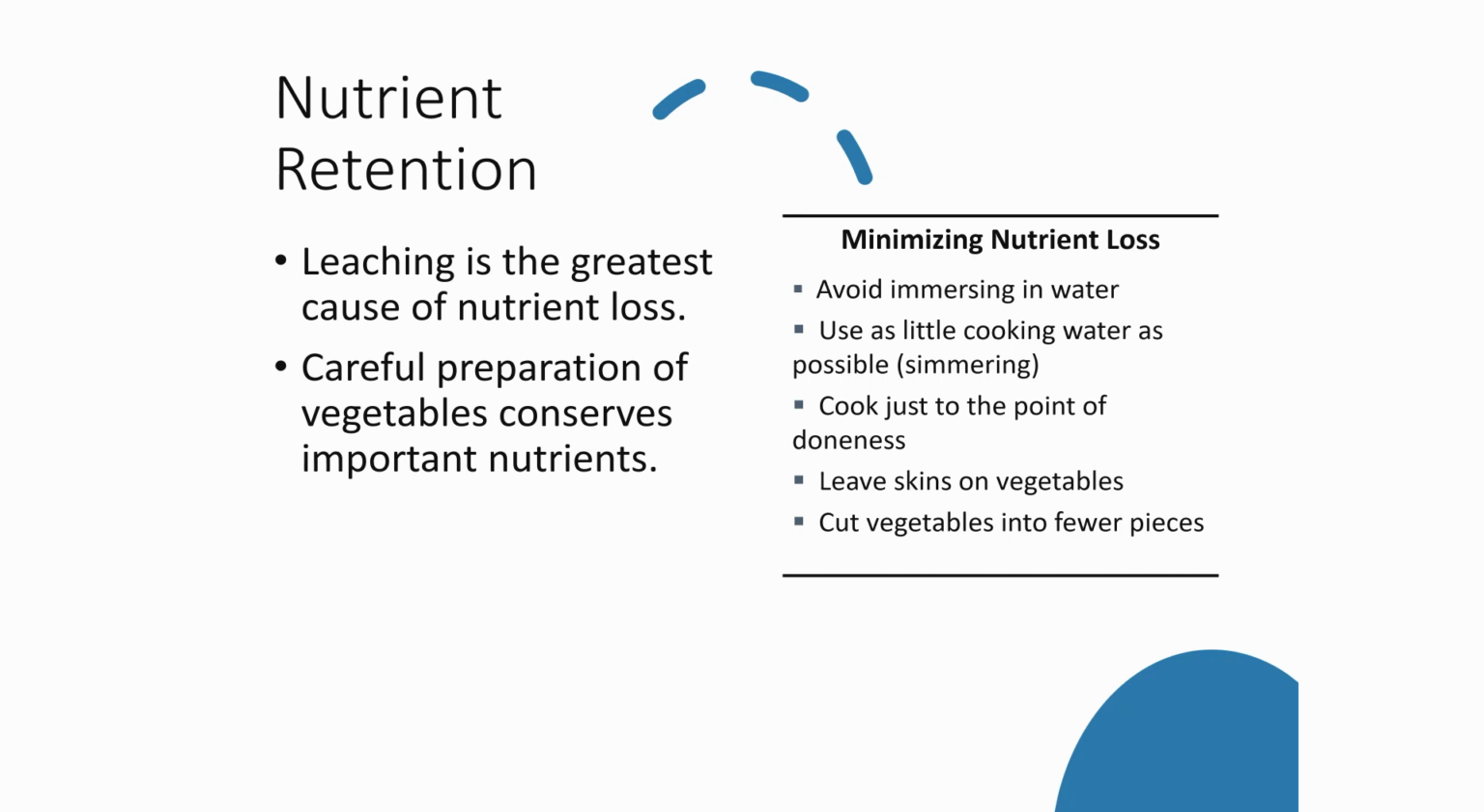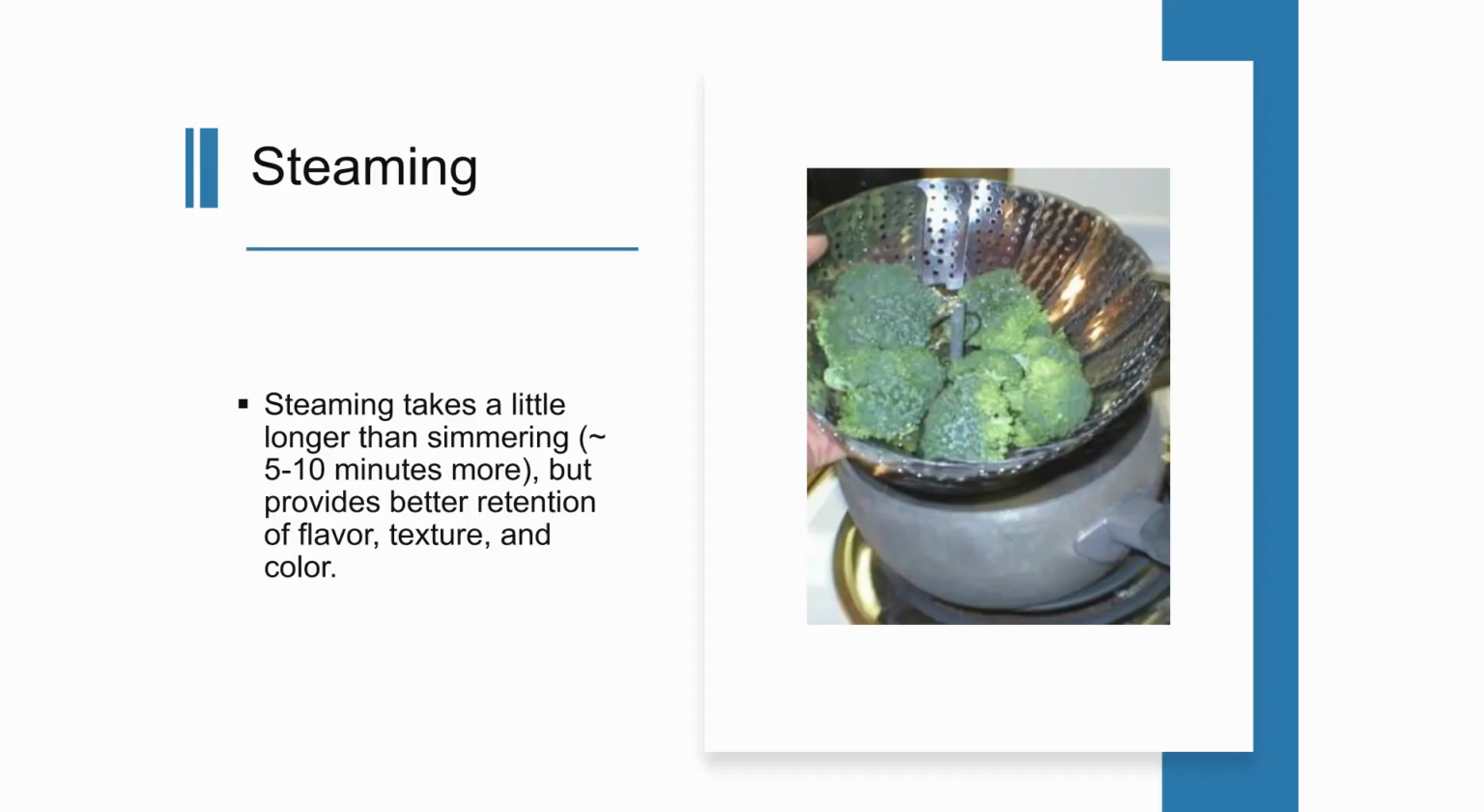Avoid immersing in water. Use as little cooking water as possible. Cook just to the point of doneness. Leave skins on vegetables, and cut vegetables in fewer pieces. And that way you minimize the surface area and minimize nutrient loss. Steaming takes a little longer than simmering, but it provides better retention of flavor, texture, and color.